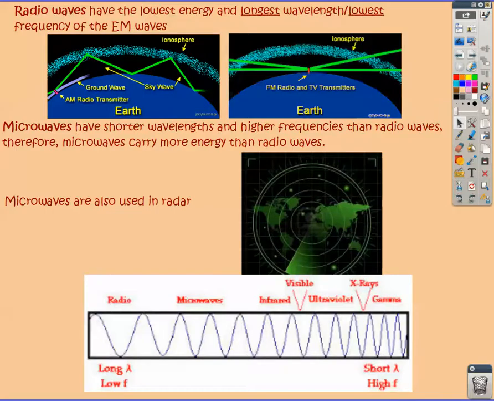So when we talk about the electromagnetic spectrum, our first type of wave, all the way down here on the electromagnetic spectrum, are called radio waves. These have the least energy, the longest wavelength, the lowest frequencies. These are types of waves that are used to transmit radio, like AM and FM radio. There's a fairly wide range of frequencies that are available.